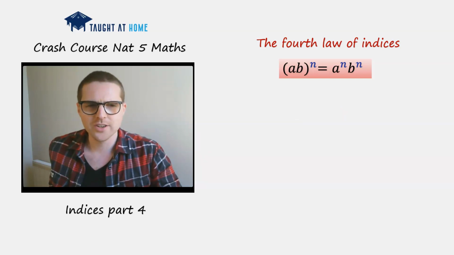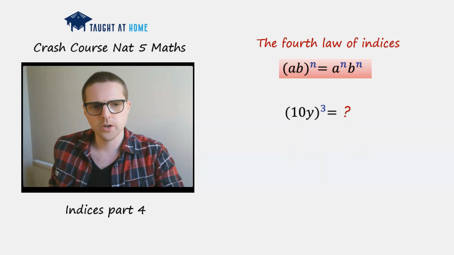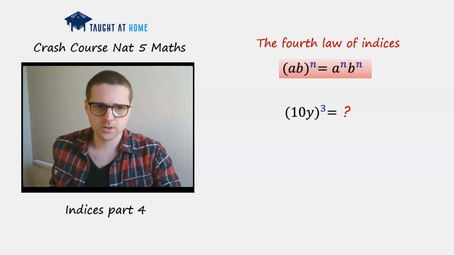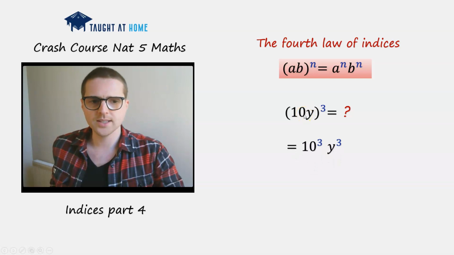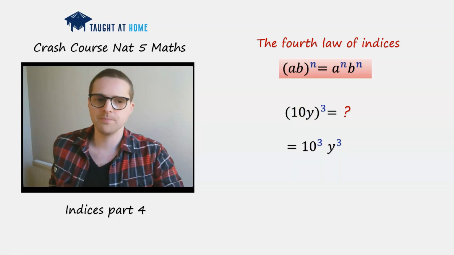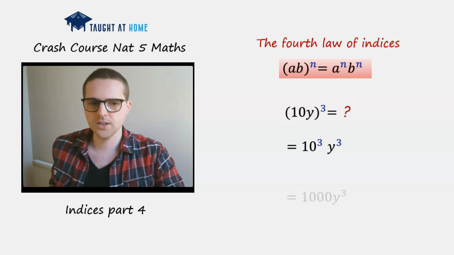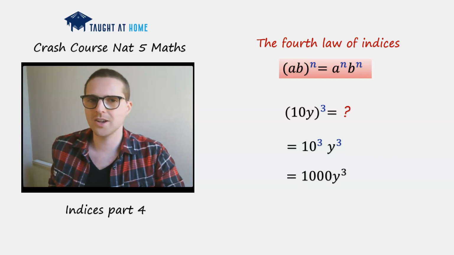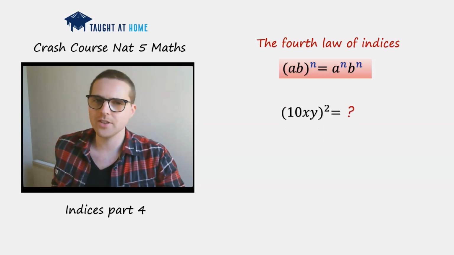Alright, let's have another example. (10y) all cubed. We're going to apply the cube to each of these terms inside the brackets. So we get 10 cubed times y cubed. Do you know what 10 cubed is? 10 times 10 times 10. That'll be 1,000. So 1,000y cubed. Alright, so not too difficult, hopefully. Let's have yet another example.